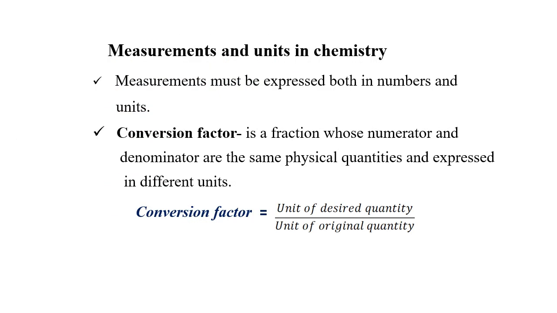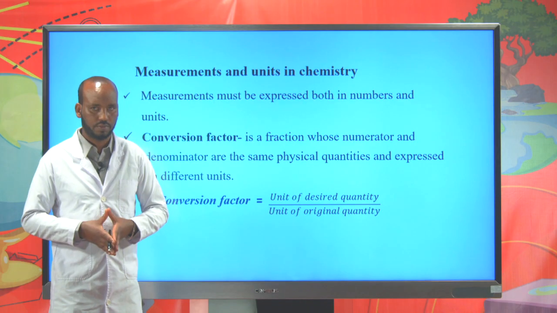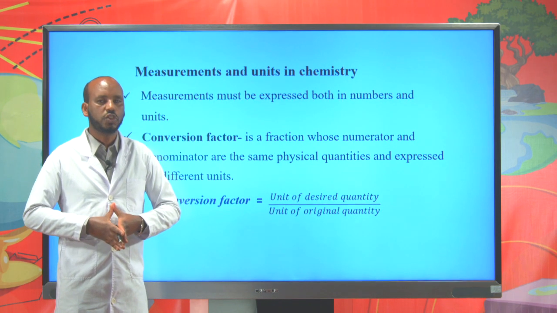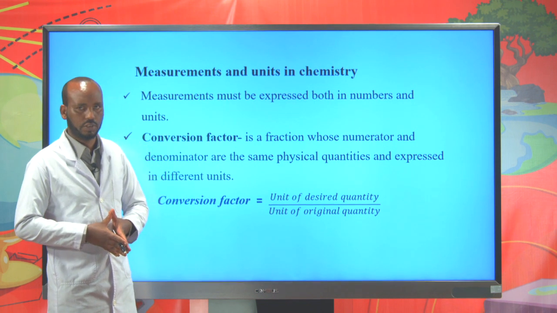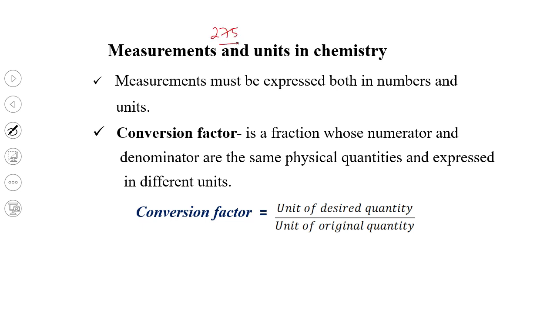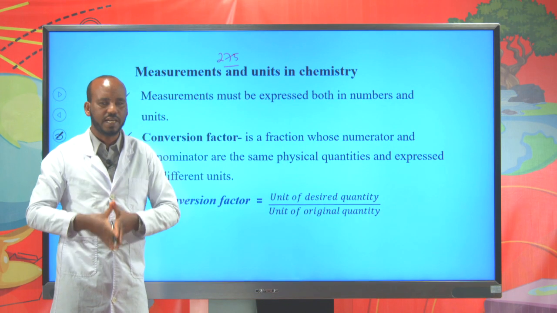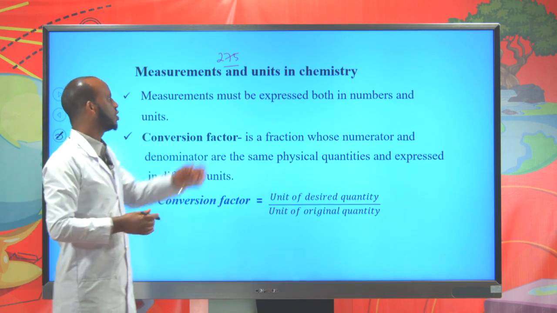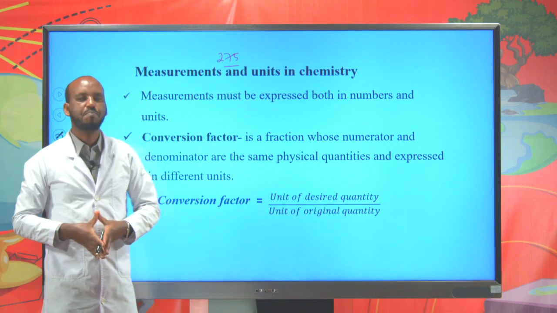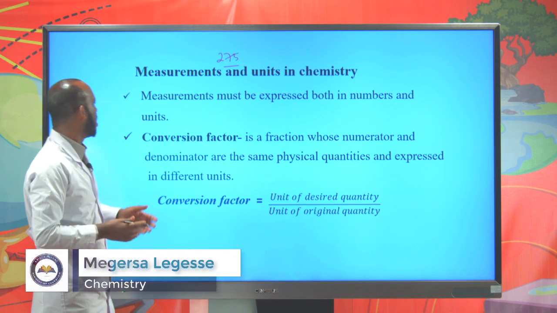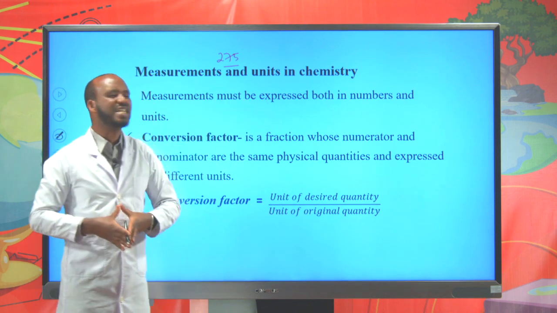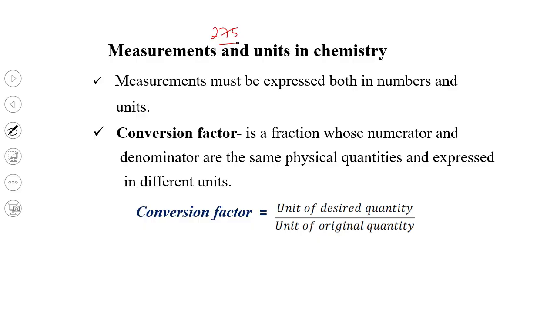Measurements and units in chemistry. A measured quantity without units attached to it is meaningless. For example, the distance between Addis Ababa and Awasa is 275. Now, this statement is meaningless unless units such as kilometer, meter, or miles are attached to it. Therefore, measurements must be expressed both in numbers and units.